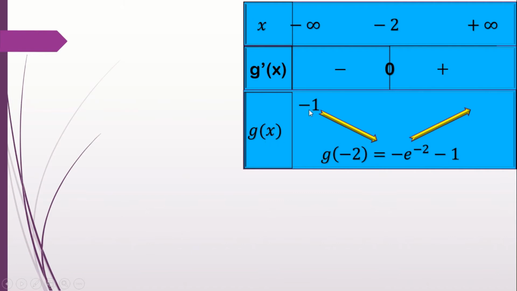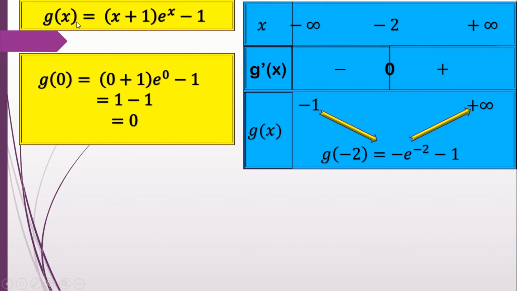Now G varies from the limit at minus infinity, which is minus 1, towards G of minus 2, which is minus exponential minus 2 minus 1. Then it will increase towards the limit at plus infinity of G of x, which is plus infinity.